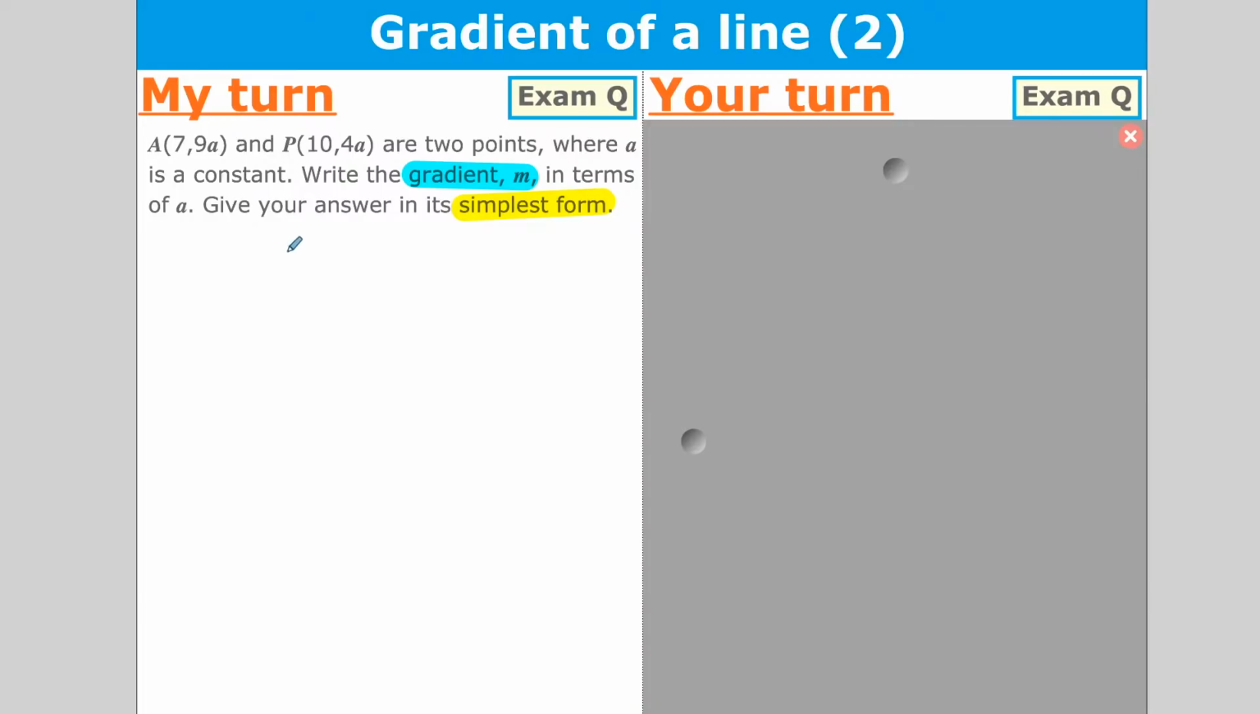Let's just do what we always do. Let's write down xy to remind ourselves to label things properly. The coordinates of A are 7 and 9a, and the coordinates of P are going to be equal to 10 and 4a, like that. Remember what I did yesterday? I find this handy to do. I remind myself that the x's are all in line and the y's are all in line. And I say to myself, the gradient, its definition, as we just talked about, is the change in y over the change in x.